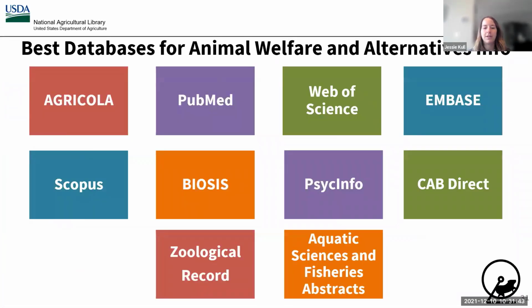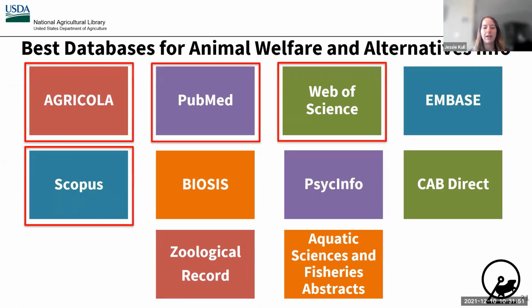And then just briefly, this is a list of databases that we typically use and recommend when you're looking for animal science or animal welfare information. And more specifically, Agricola, PubMed, Web of Science, and Scopus are great if you're looking for animal use alternative information.